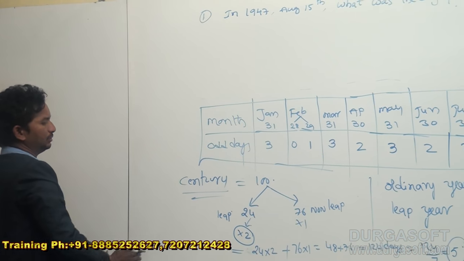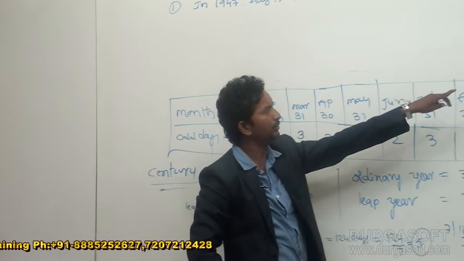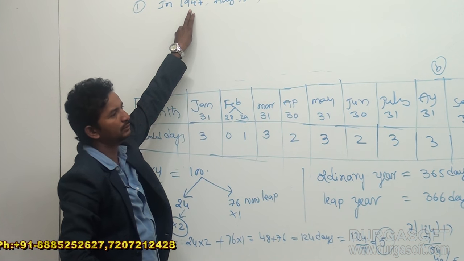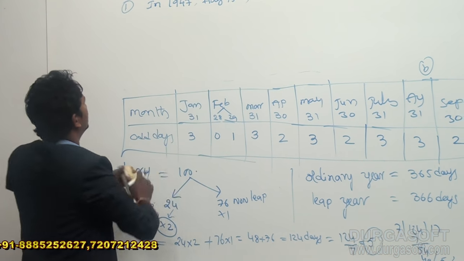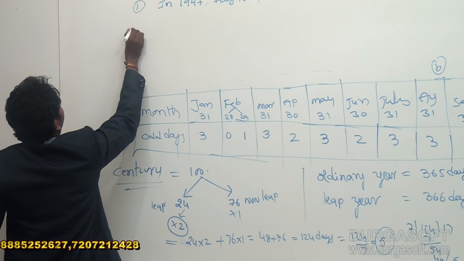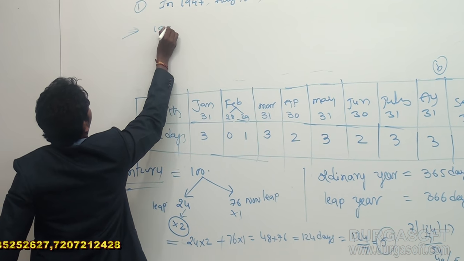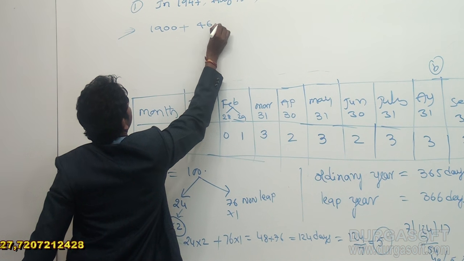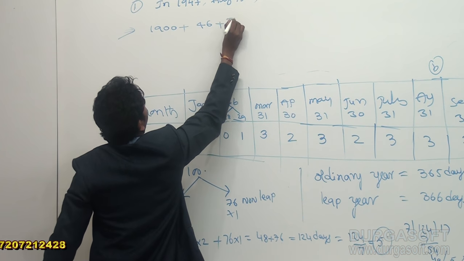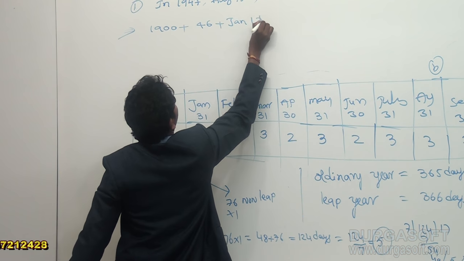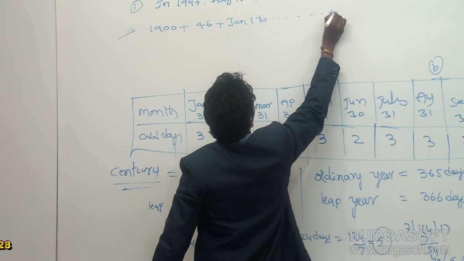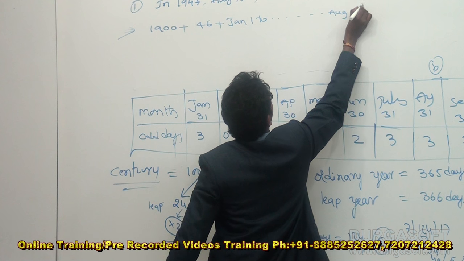Now coming to this one. Now you know the century table, so you know the 1900 year. Now just write down here: 1947 can be written as 1900 plus 46 years plus January 1 to, still up to August 15th.